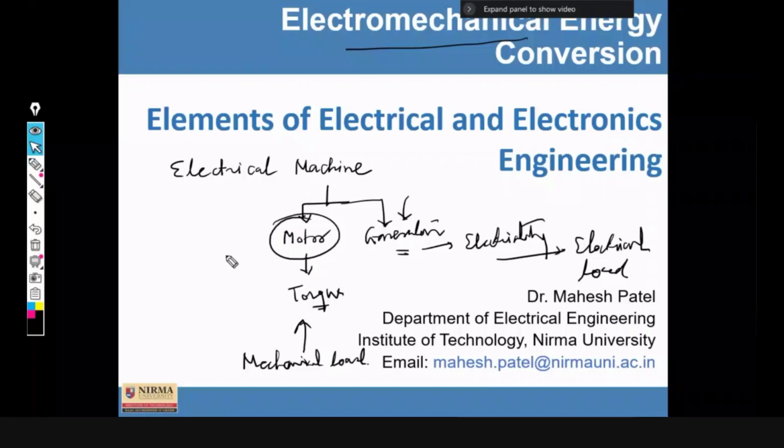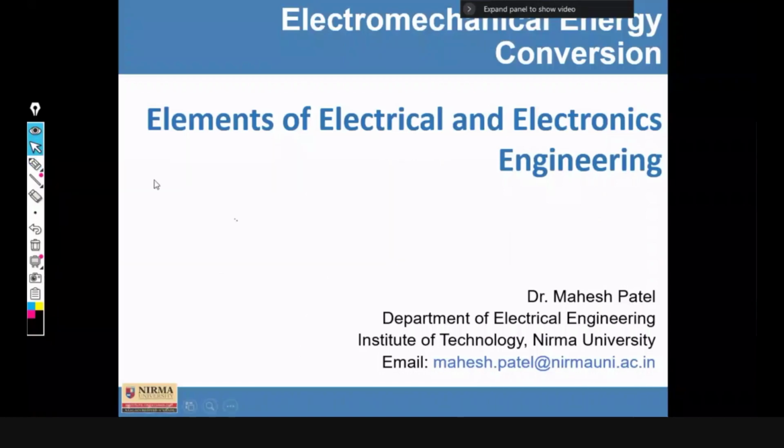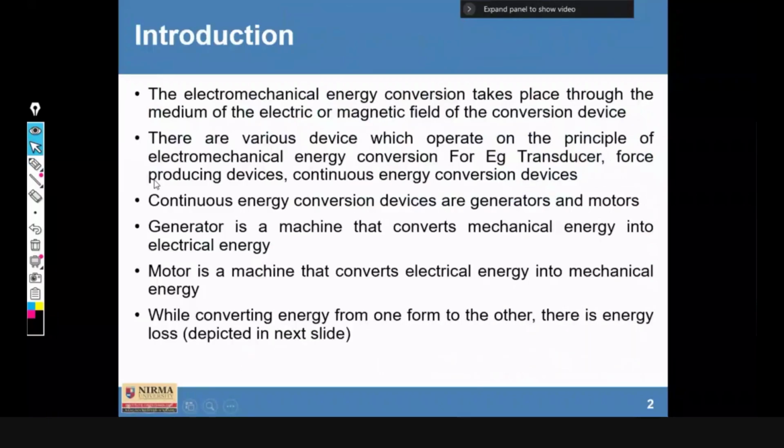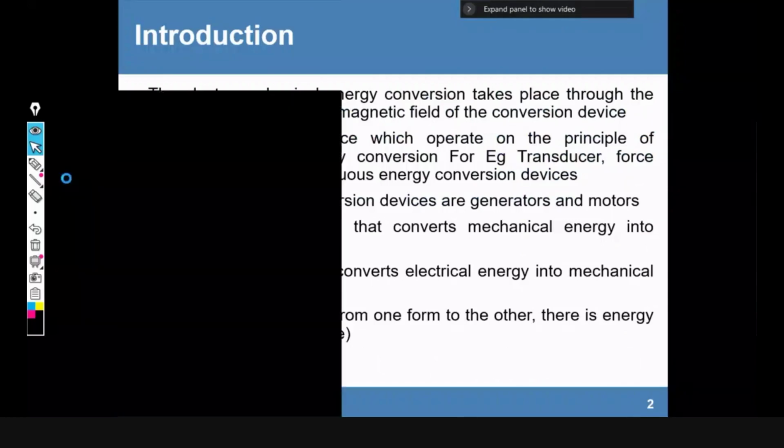As what I discussed, similar things are written here. The conversion takes place through a medium of electric or magnetic field, using conversion devices, and these devices are electrical motors. In other applications you can find force-producing devices like motors, which are continuous energy conversion devices. Transducers are also a kind of energy conversion device. So continuous energy conversion is possible through various sources.